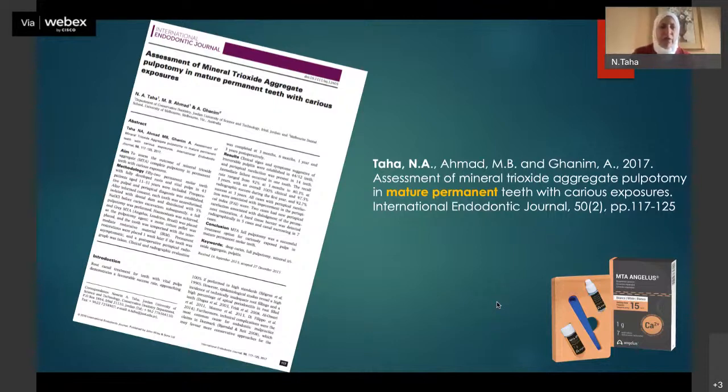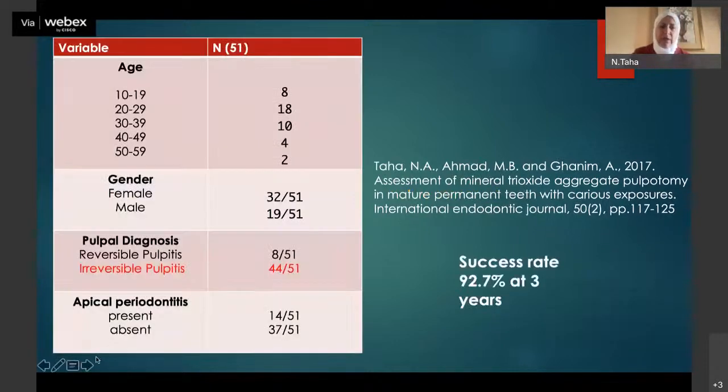In this study, we included both reversible and, mostly, irreversible pulpitis diagnoses. Look at the age, which varied from 10 to 59 years old. Apical periodontitis was present in 14 cases. We had a success rate above 90% over 3 years. It drew my attention to the high success rate in irreversible pulpitis, so I decided to look in my later studies at adult teeth, mature roots, with a diagnosis of irreversible pulpitis.